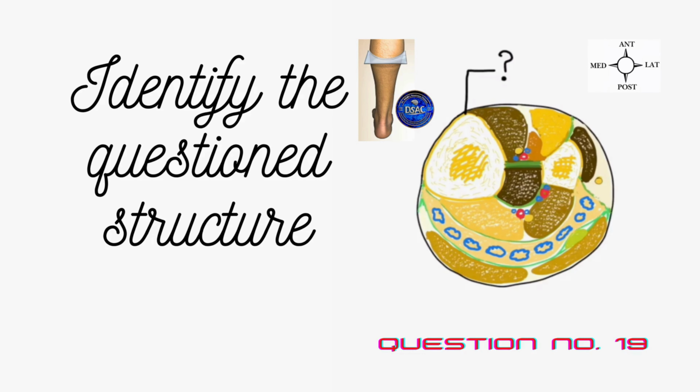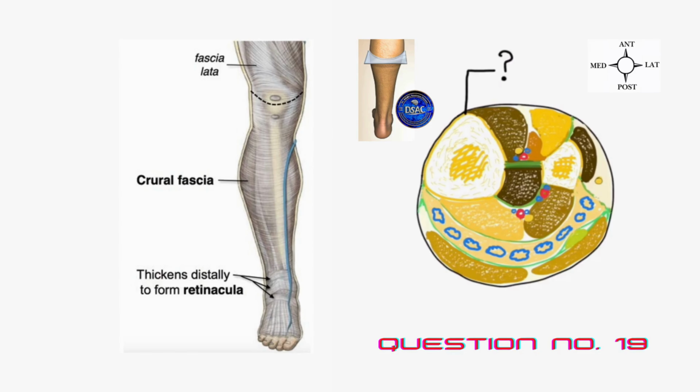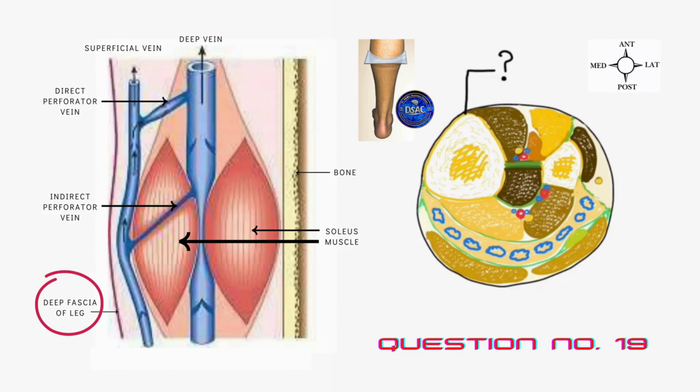Identify the questioned structure. This is the deep fascia of leg, also called crural fascia. It has a major role in anti-gravity venous return from the leg. It prevents the outwards bulging of the muscles during contractions, thereby reinforcing pressure upon the deep veins.